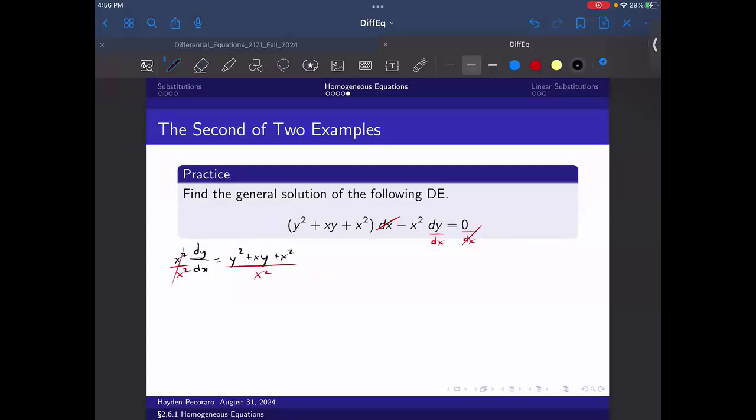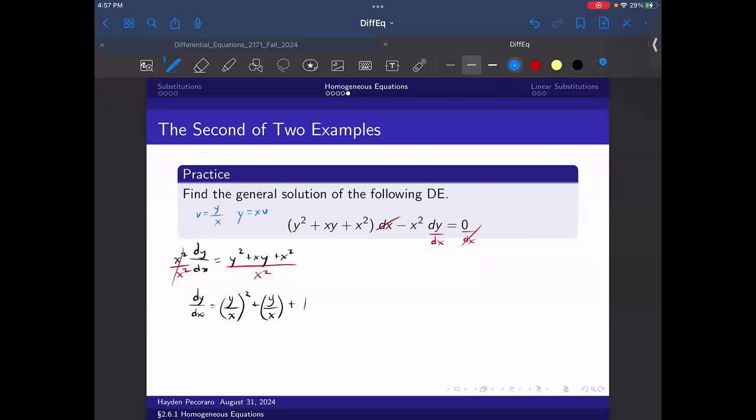And we get what on the right side? We get dy dx equals y over x squared plus y over x plus x squared over x squared is 1. And this is one of those examples way back at the definition of homogeneous. So let's go ahead and solve this now. Substitution. You want to use v equals y over x or y equals xv. We kind of used both last time, didn't we?